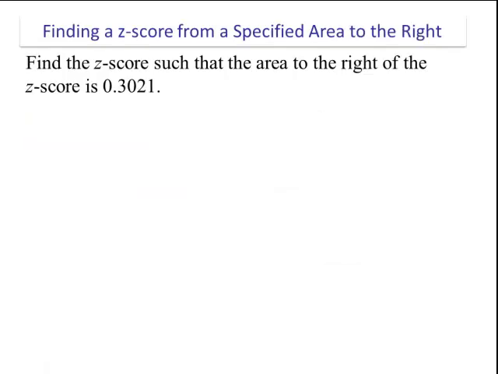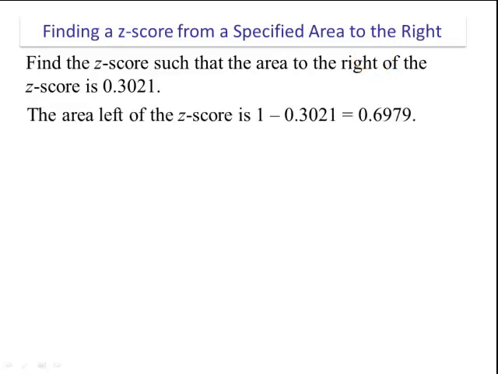Find a z-score such that the area to the right of the z-score is 0.3021. Now we're given area to the right. Table 5 only gives us area to the left. So the first thing that we have to do is find the area to the left. So we do 1 minus the area to the right and we get 0.6979.